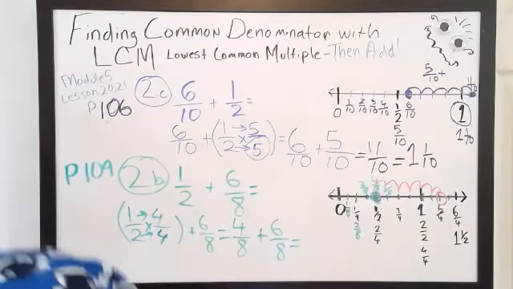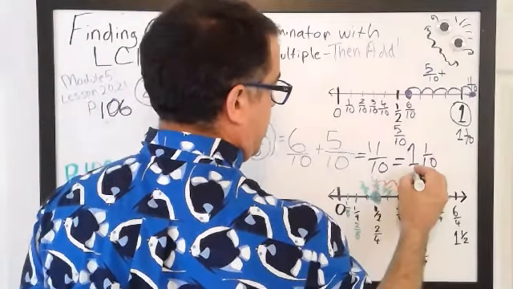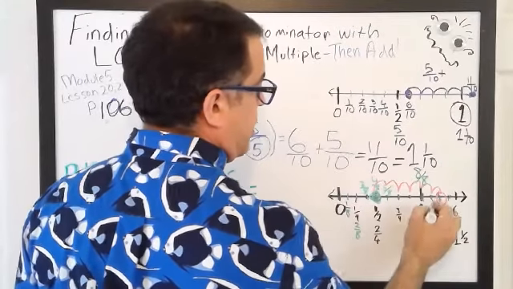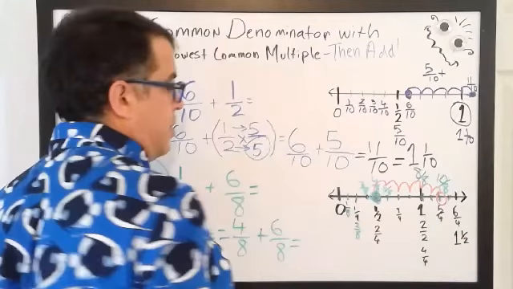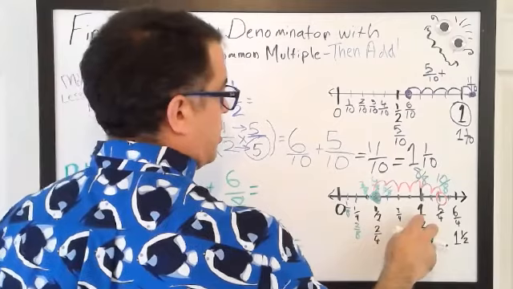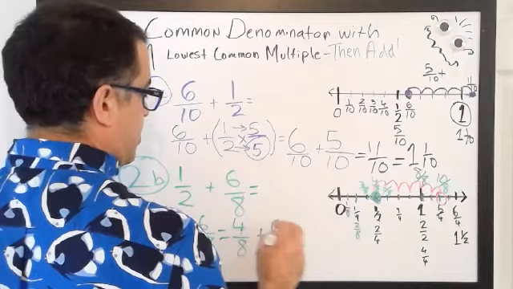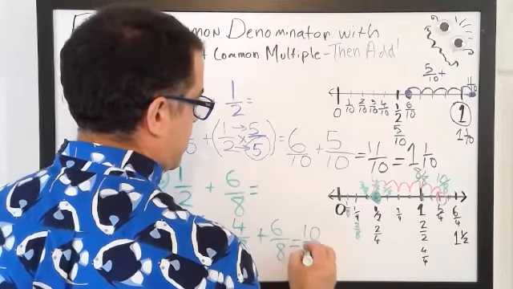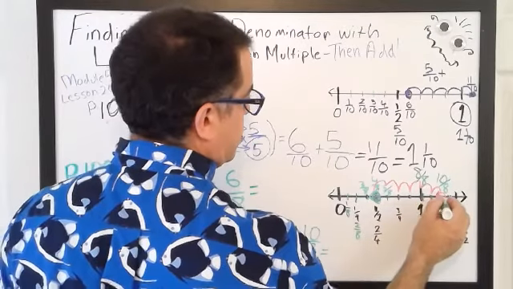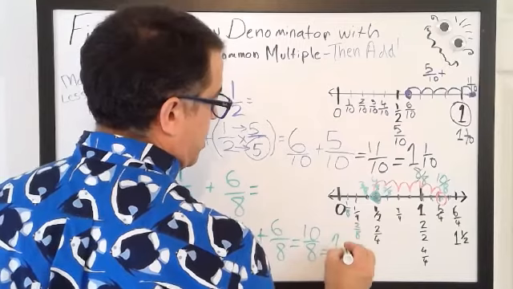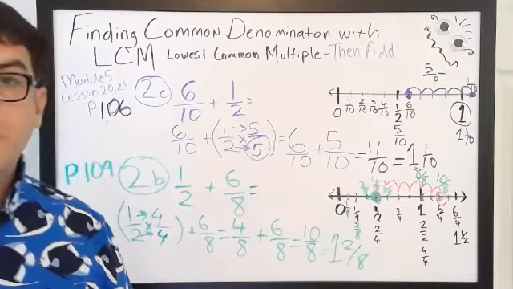Let me get green again. So at one whole number, we should be at 8/8. Okay? That makes this one 9 8ths, and then the second 8 after 1 is 10 8ths. So that is 1 plus 2 8ths. So let's rewrite this as 4 plus 6 is 10/8. As a mixed number, it's 1 and then 2 8ths more. 1 and 2 8ths. That's all you got to do. Stay tuned for the next video.